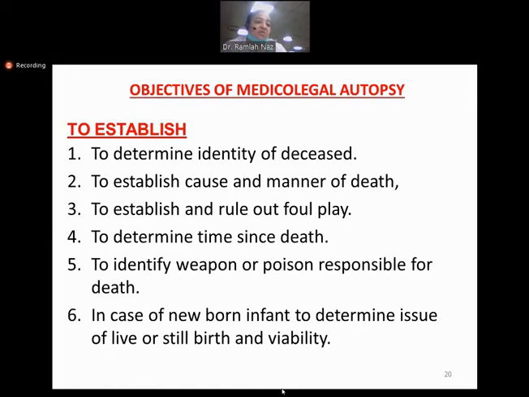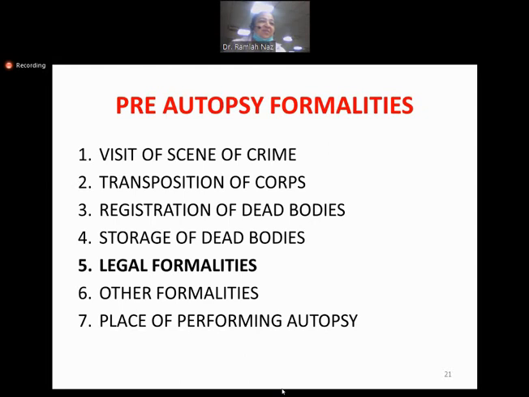On that double check, you will make your diagnosis. In case of a newborn infant, when viability is the issue, you will look for whether the child was a live birth or a dead birth. In cases of infanticide, you perform the autopsy and rule it out by examining the lungs, whether it was a live birth or a stillbirth. Hope I'm not going so fast.